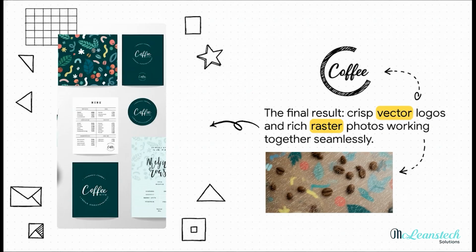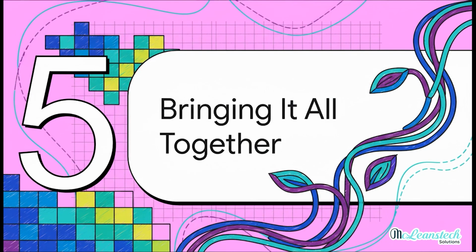And what you get is the absolute best of both worlds. You have the rich detail and atmosphere from the raster photos, combined with the clean, professional, and infinitely scalable branding from the vector logo. It just works. So let's bring it all together. We've taken a trip through the world of pixels and the world of paths. And the biggest takeaway should be this: neither one is better than the other. They're just different tools, built for completely different jobs.